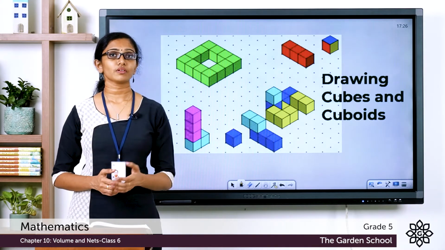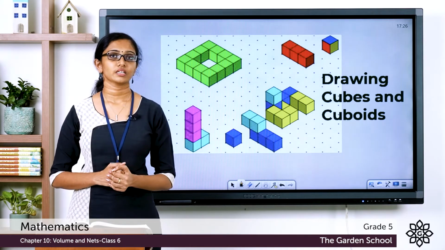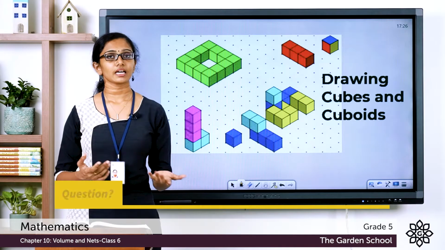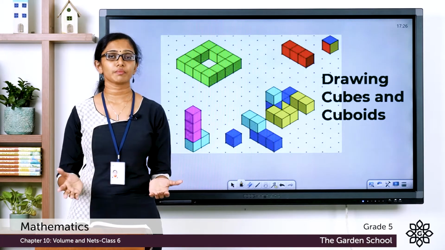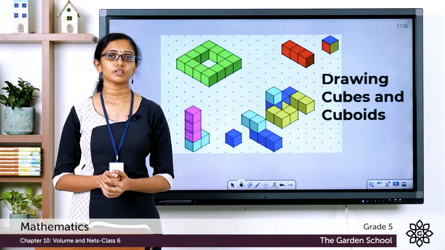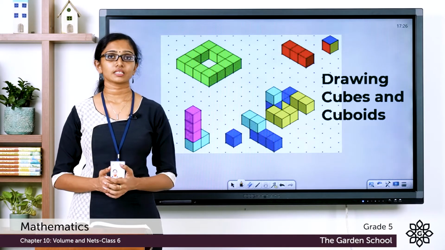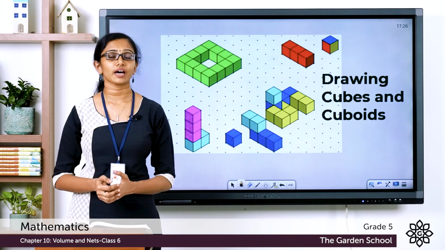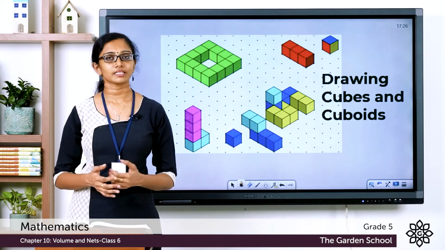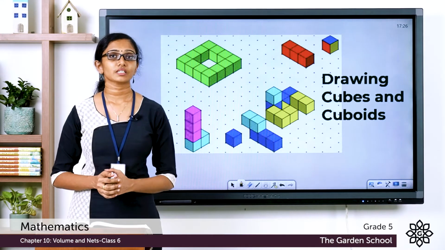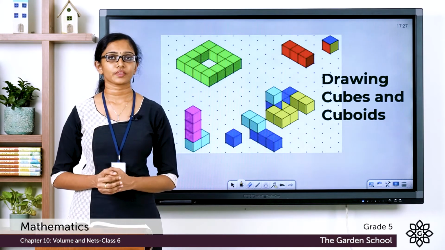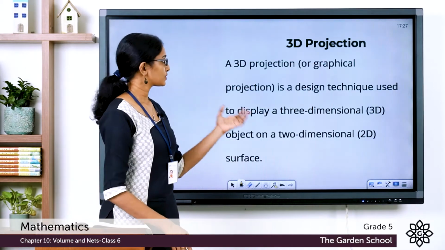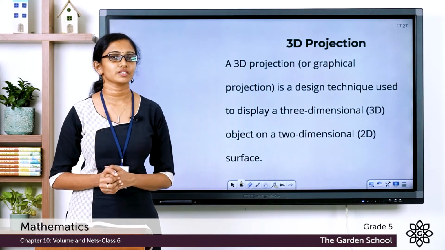And we also learned about nets of 3D solids. And what is a net? A net is a 2D pattern of a 3D shape which can be folded up to form the 3D solid. Knowing about all these helps us to visualize different 3D objects better. Professionals use different design techniques to visualize different objects or structures. One such technique is called 3D projection or graphical projection.